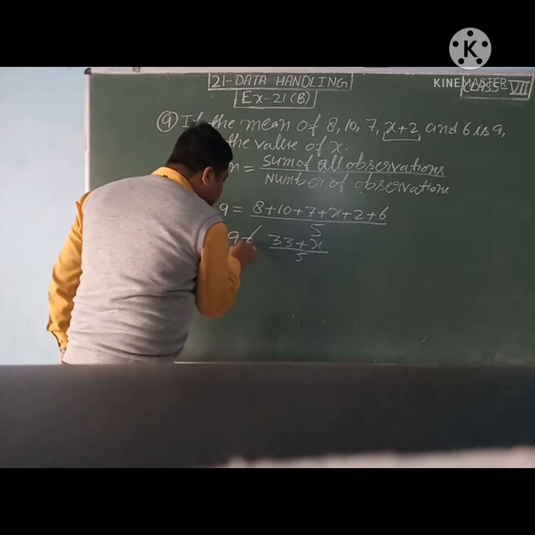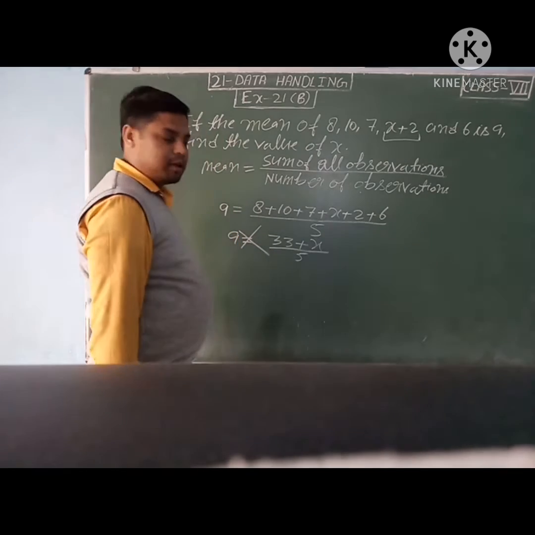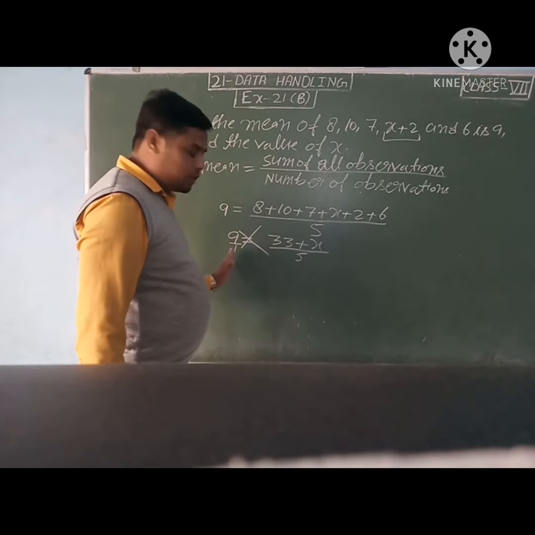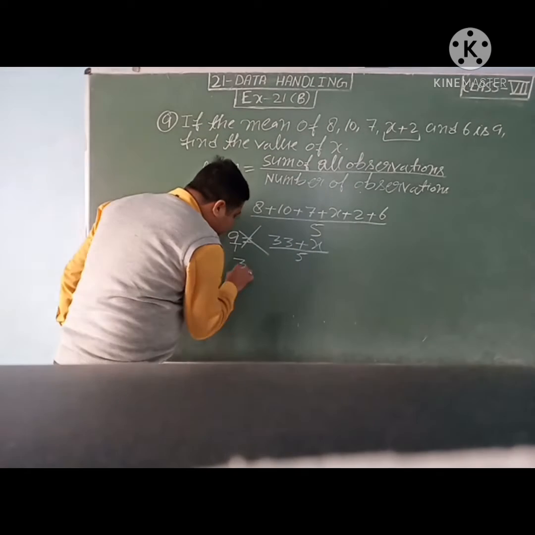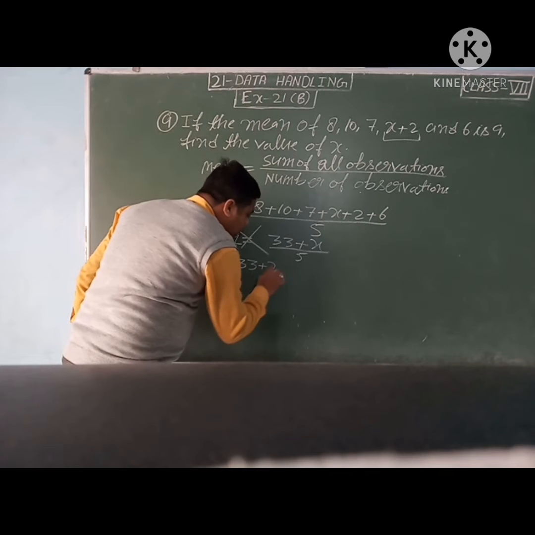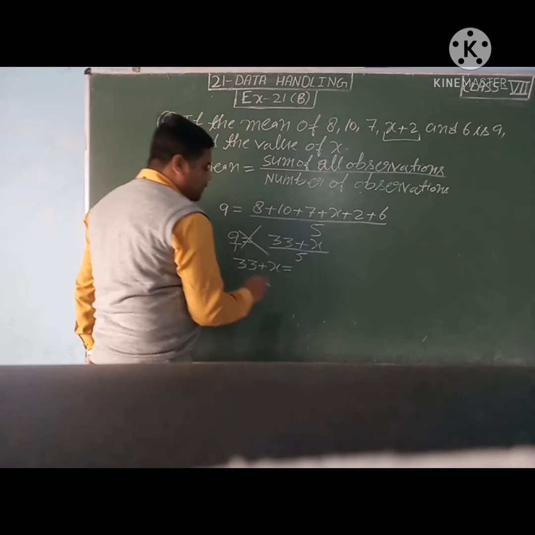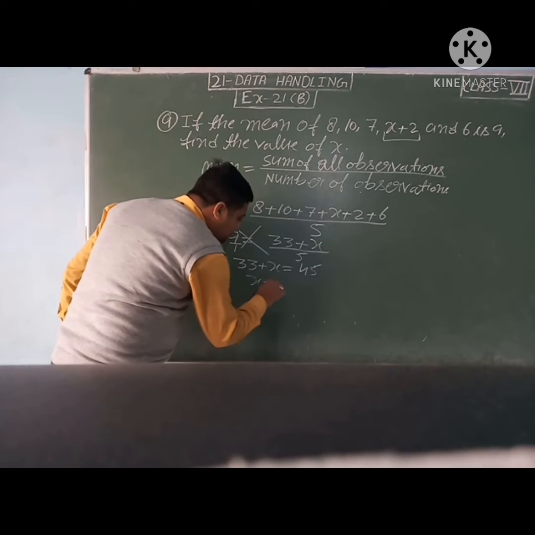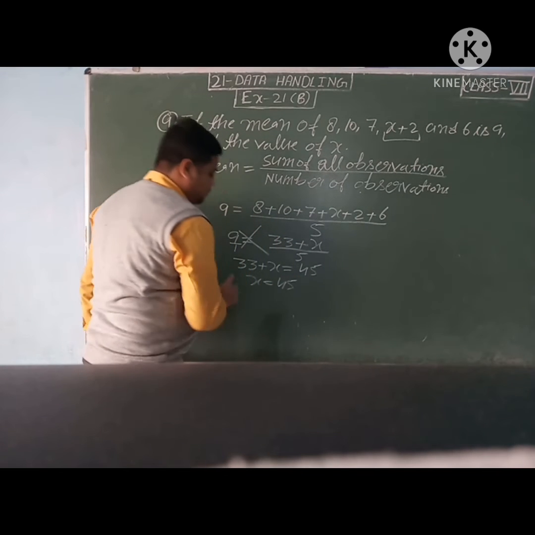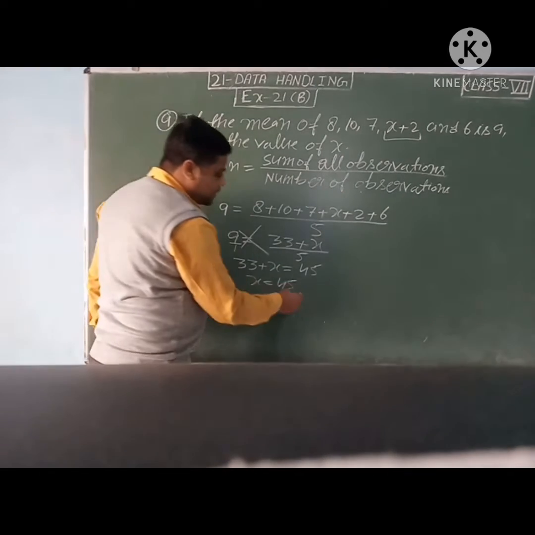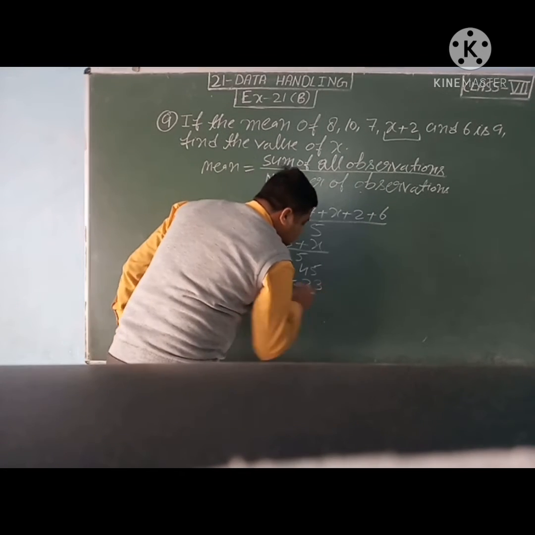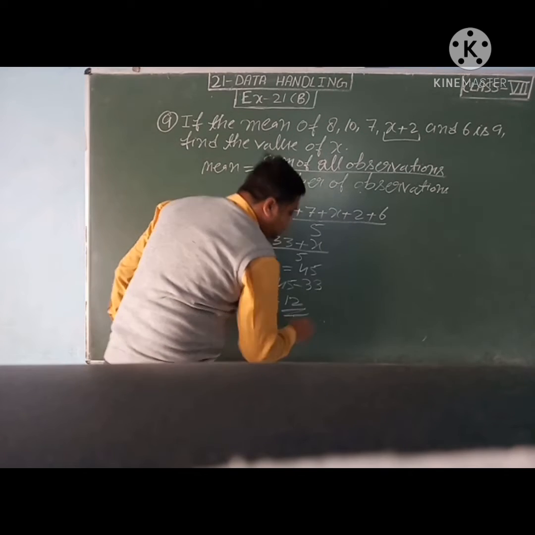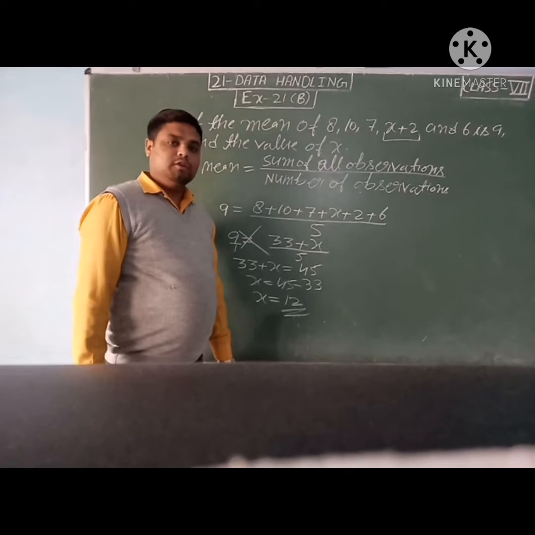Now we will do cross multiply. So 9 upon 1, so 33 plus x into 1. So we will get 33 plus x is equal to 5 nines are 45. So x is equal to 45, here is plus 33, move to RHS, minus 33. x is equal to 12. So students, the value of x is coming 12.